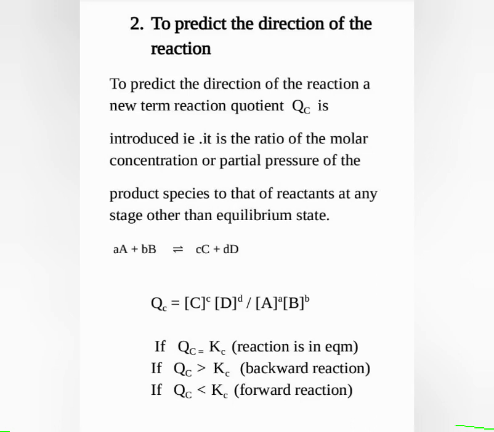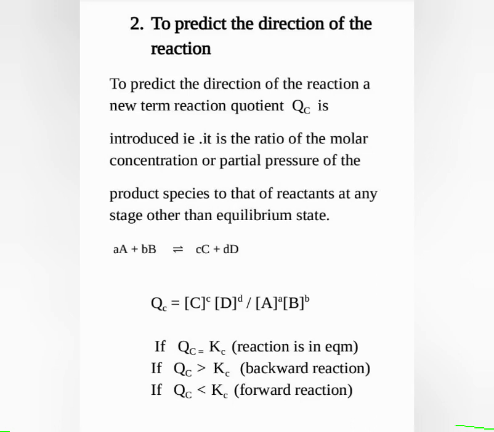We are comparing the magnitude of both the reaction quotient as well as the equilibrium constant. If both are equal, then we can say that the reaction is in equilibrium. If Qc is greater than Kc, we can say that the backward reaction will be taking place. If Qc is smaller than Kc, then the forward reaction will be taking place.